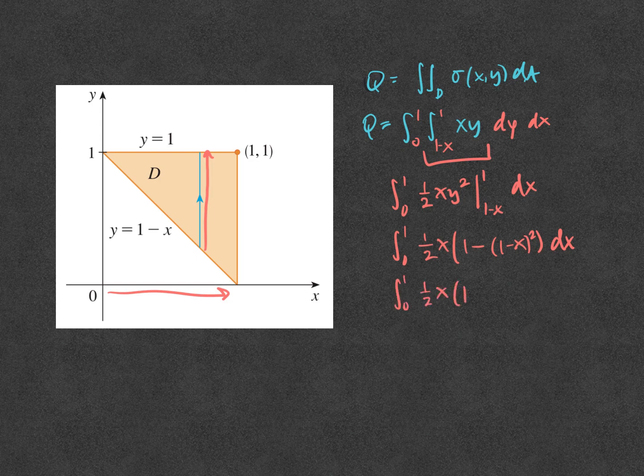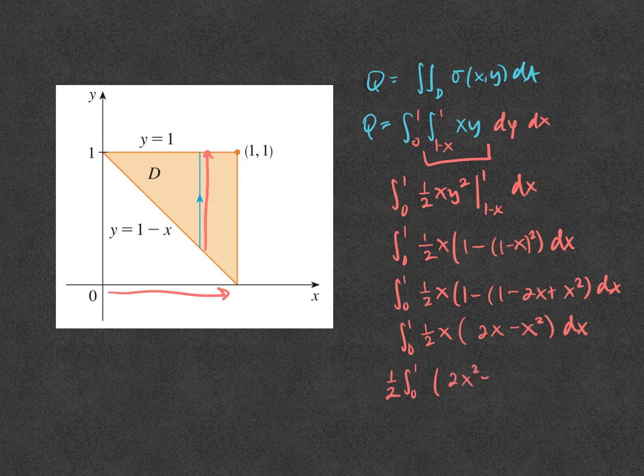A lot of students mix that up and don't do it, so be careful with that. So I have 1 minus 2x plus x squared with respect to x. So I have 1/2 times x, and 1 minus 1 is 0. So we have 2x minus x squared, distributing that negative, with respect to x. Now we're going to distribute the x. I'm going to pull the 1/2 out front. So we have 2x squared minus x to the third with respect to x.